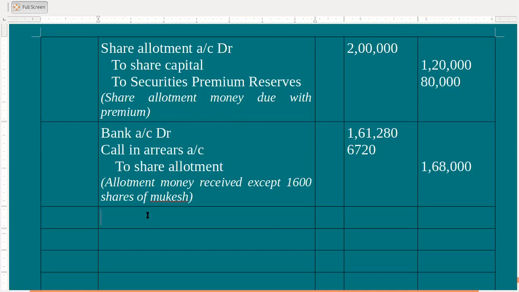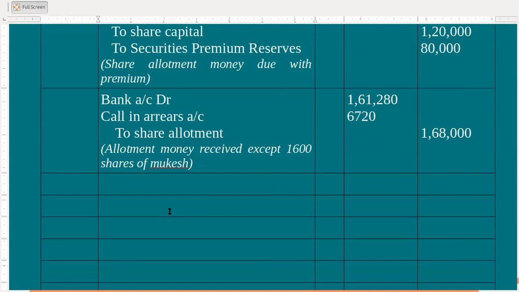Now, next journal entry regarding the call money. What will be that one? What happened to Shana, Yasmin and Niha? Okay, Nihal is here. Nawaf is missing and Zaina is missing.